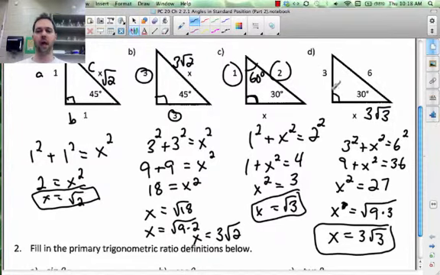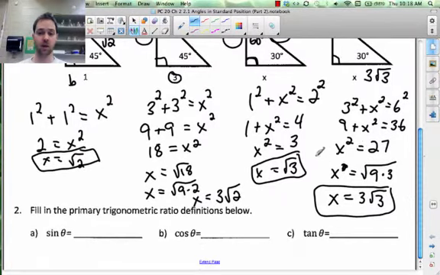So if you know any one of these sides and know that it's a 30-60-90 triangle, you can solve for the other two, making some simplifications, and save yourself a lot of time by not using Pythagorean theorem. Just write in the values that you already know.